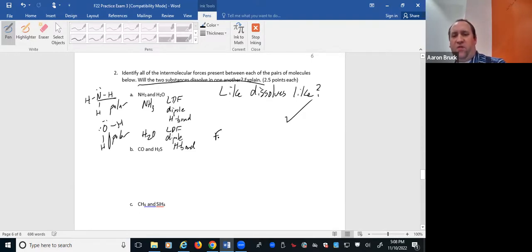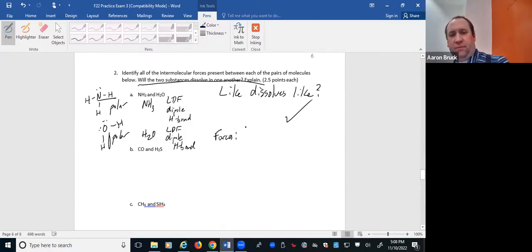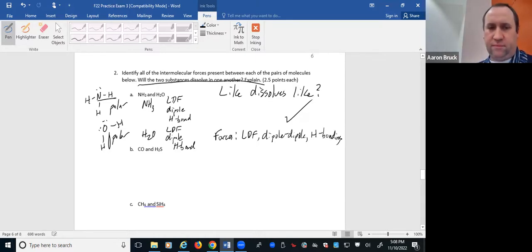So as far as the forces are concerned, we're going to put in every single force that they have in common. So London forces are going to be there. Dipole forces are going to be there. Hydrogen bonding is going to be there. And we already answered the second question. Do they dissolve in one another? Yes. Like dissolves like. They're both polar.